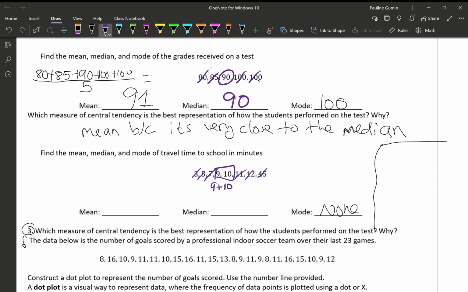So to find the median, we do 9 plus 10. I don't know why I wrote 5. We do 9 plus 10, which is 19, divided by 2, 9.5. Next, we do the mean. To do the mean, we add all of the numbers.